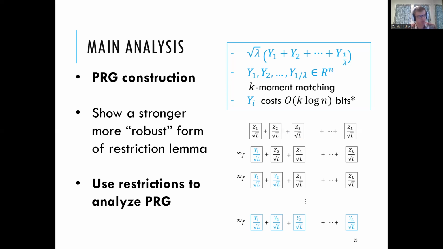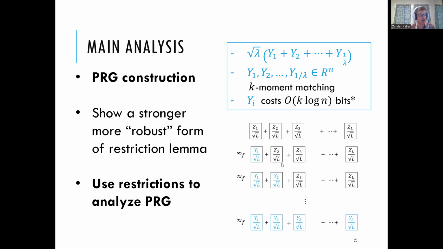I'll say that it's a small lie to say that it's even using a hybrid argument, because everything ends up being pretty tangled and hard to separate in this final sandwiching type argument. But at least to motivate how it goes, you can imagine trying to use a hybrid argument where you replace one of these truly random Gaussians with our k moment matching pseudorandom Gaussian at each step.